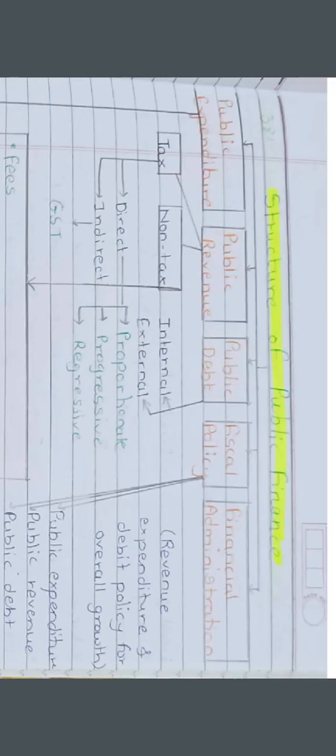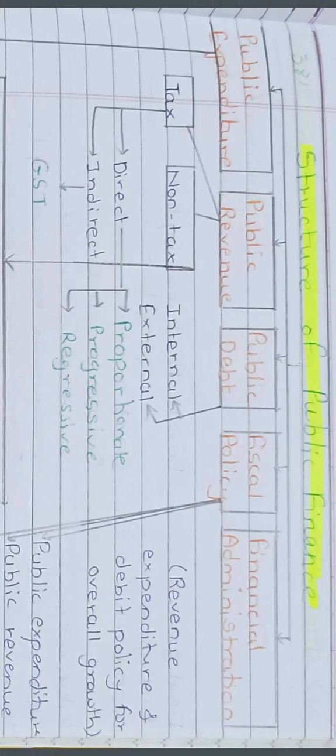Next point is structure of public finance. It contains public expenditure, public revenue, public debt, fiscal policy, and financial administration.